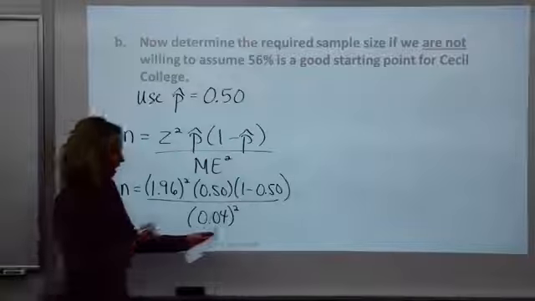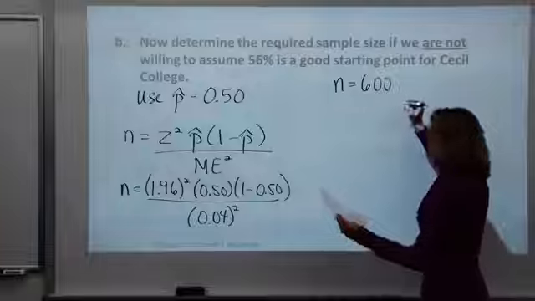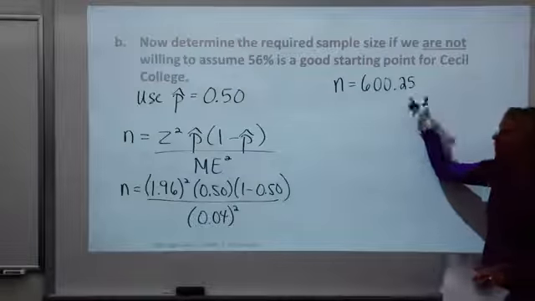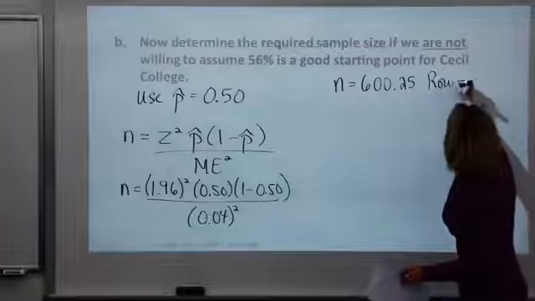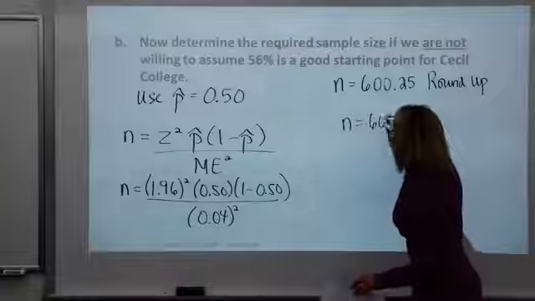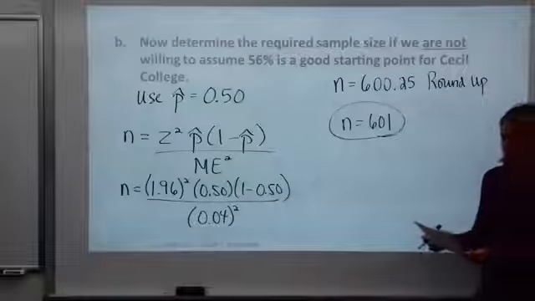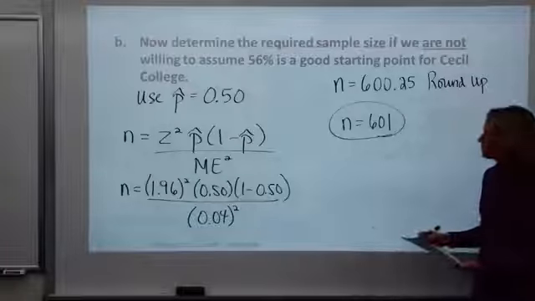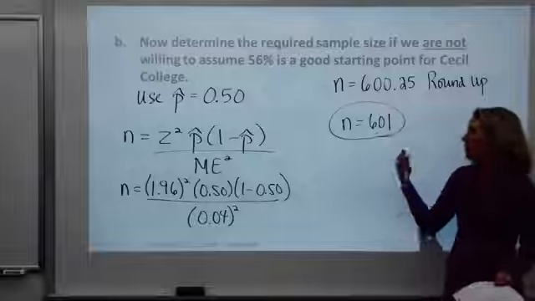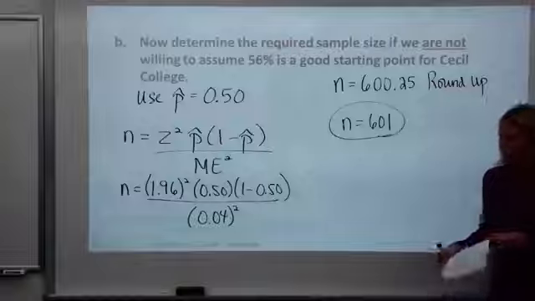And if you change p hat, we'll get 600.25. Again, we're going to round this up and say that we need to sample 601 people now. So you'll notice that in A, the sample size was 592. We didn't have a prior estimate. We got a slightly higher sample size here.